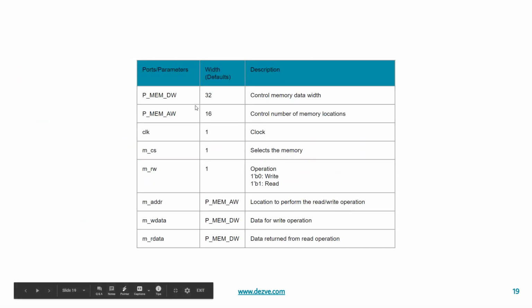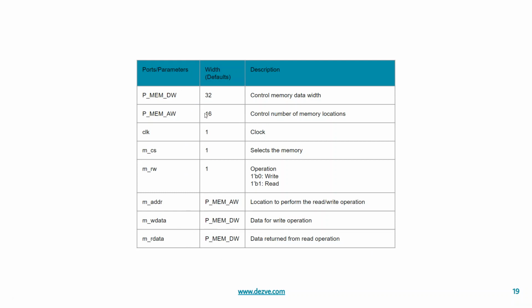So this is the specification of the memory model. This memory has two parameters, pmem data width and pmem address width. The default parameter values are 32 and 16. So by default it will create a memory of each location of data width of 32 bits and then 2 power 16 locations. Correct. So that's the number of locations.